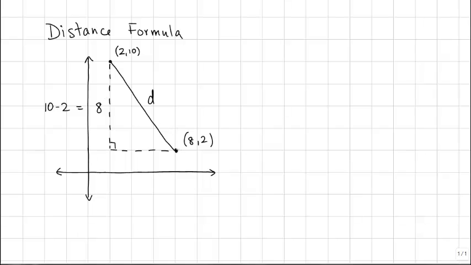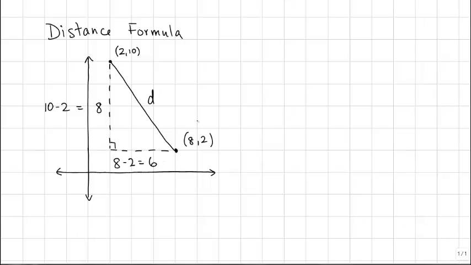Similarly, we can think of the length of the horizontal leg of that right triangle as the difference between the two x-coordinates. The point on the right is 8 units to the right of the origin, or 8 units to the right of the y-axis, whereas the point in the upper left-hand corner is only 2 units. So 8 minus 2 gives us 6.